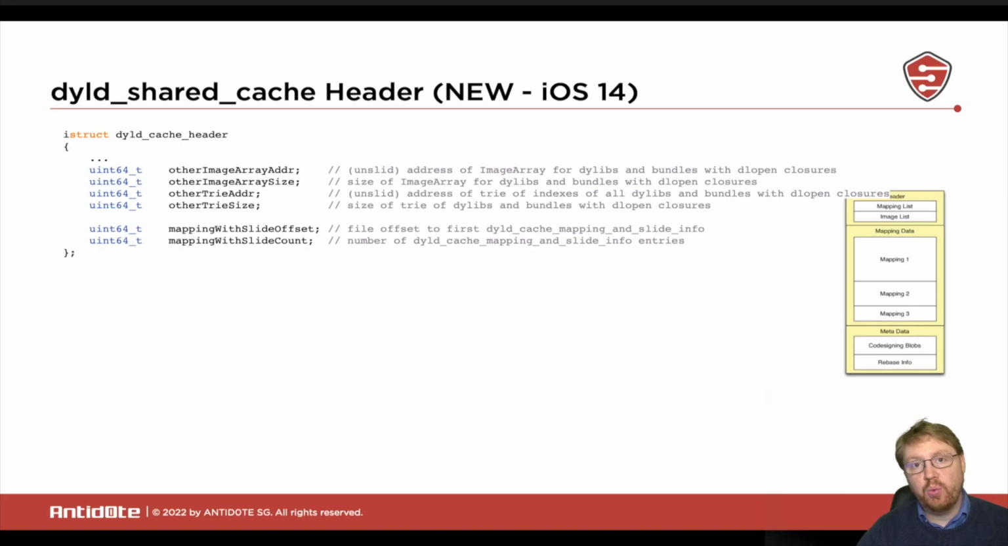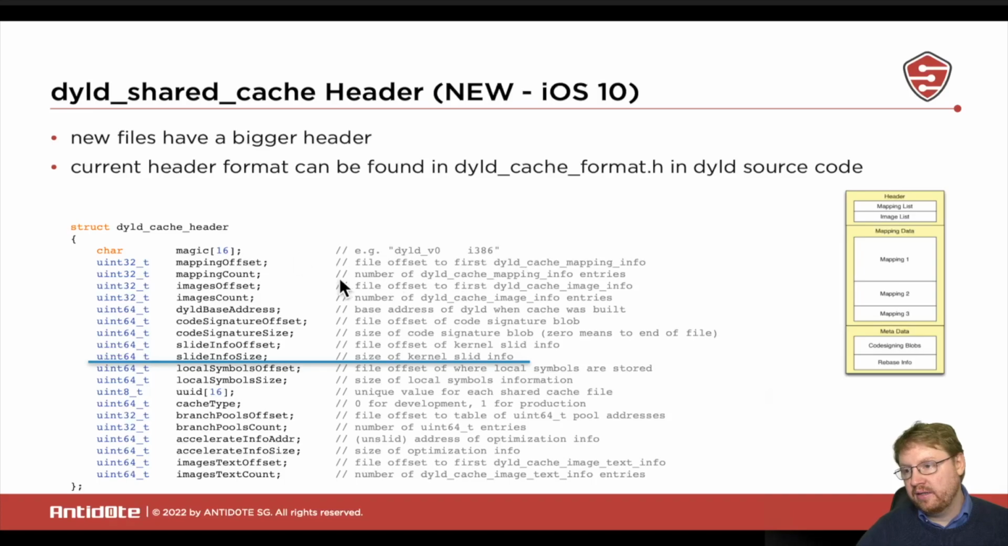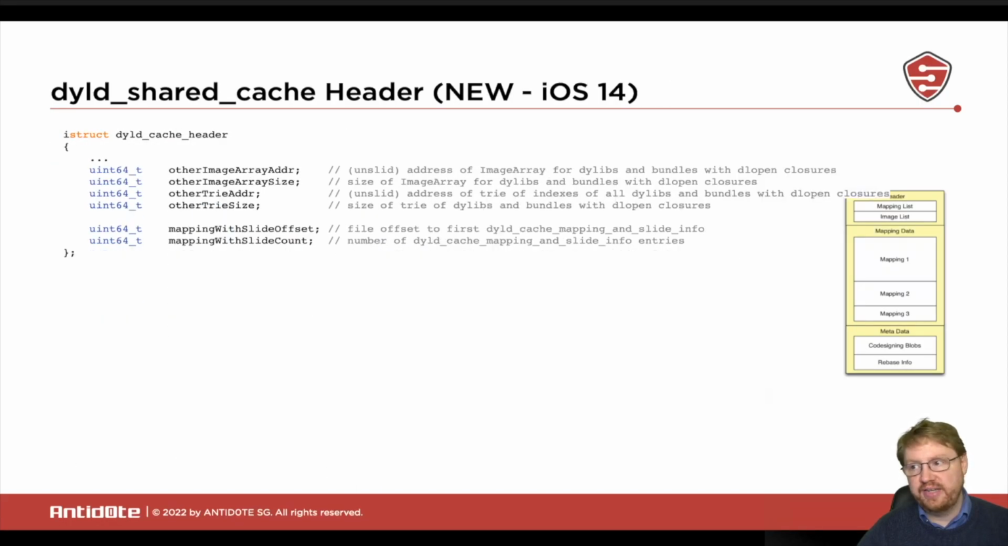By the way, if you wonder how these different cache headers get detected by code, usually the idea is that the code evaluates the mapping offset here. If that is of a certain length, then it knows, okay, we are in a newer version of the header, because these mapping definitions are usually directly after the header. So that's used as an indicator by the code usually what version of the cache we're dealing with.